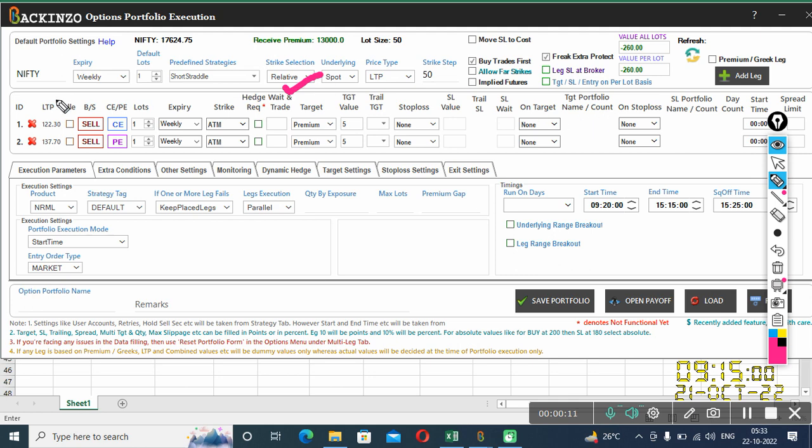Today we are going to talk about an amazing feature of Backinzo, that is wait and trade. You see the button here, wait and trade. As you can see, I have created a short straddle, wherein I have sold ATM CE and ATM PE. ATM CE leg premium is 122 and ATM PE leg premium is 137. And under execution parameter, I have specified start time as 9:20.